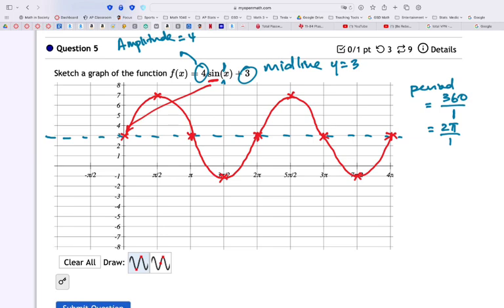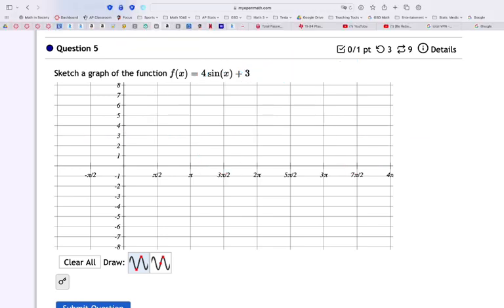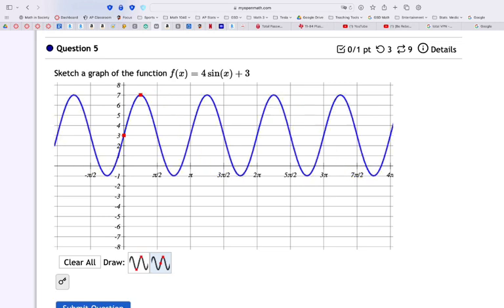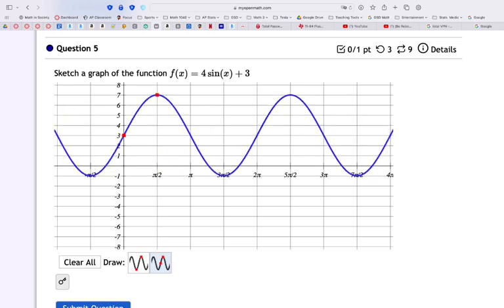I'm going to show you how I actually graph it. So let's exit. Now I'm going to pick this one because I know it's going to start at 3. And then it goes up to 7. But then I know it's 2 pi. Yeah, 2 pi. So this is how the graph looks.